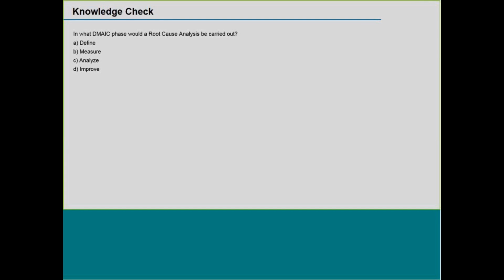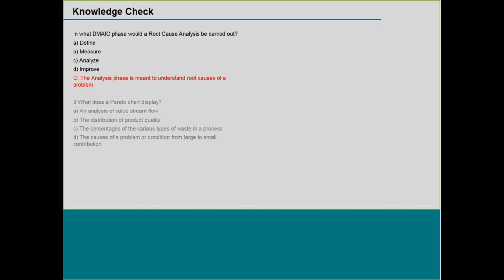Let's just do a quick knowledge check on the DMAIC process. In what DMAIC phase would a root cause analysis be carried out? Define, measure, analyze, improve. I almost said control there. And the answer there was C. The analysis phase is meant to understand the root causes of particular problems.